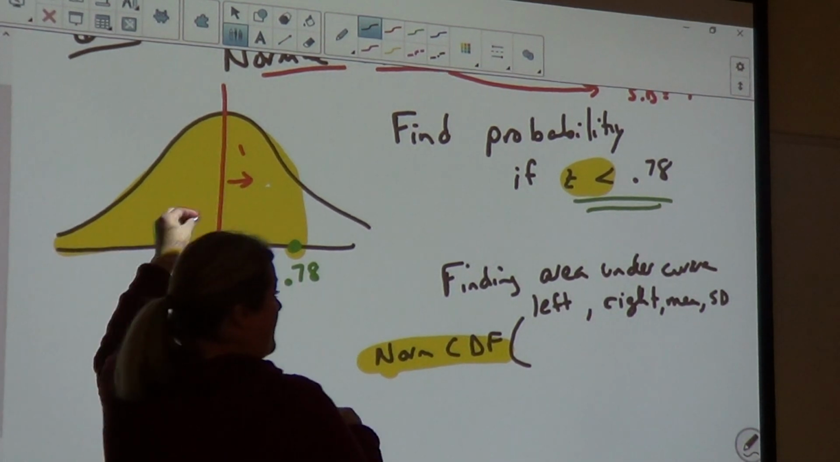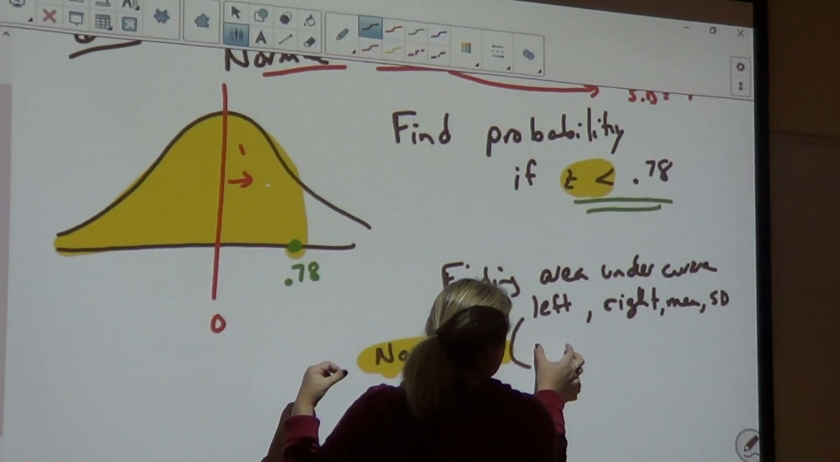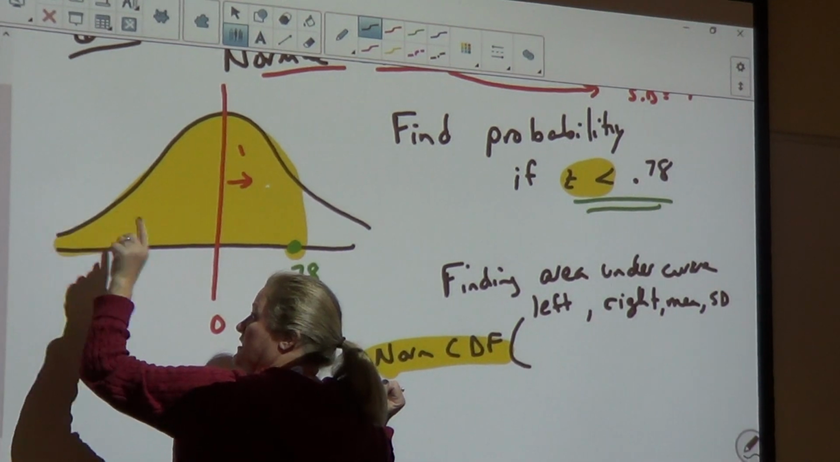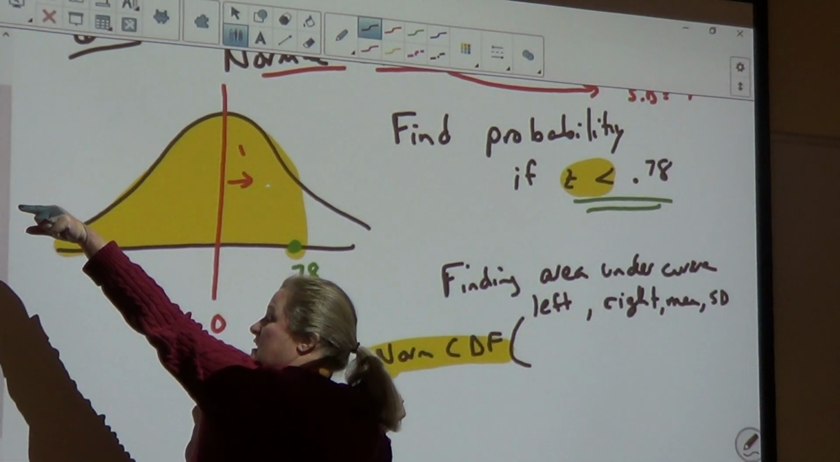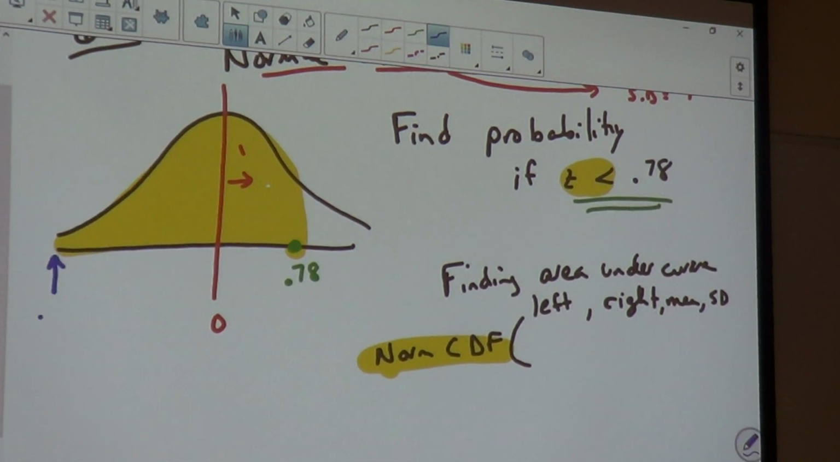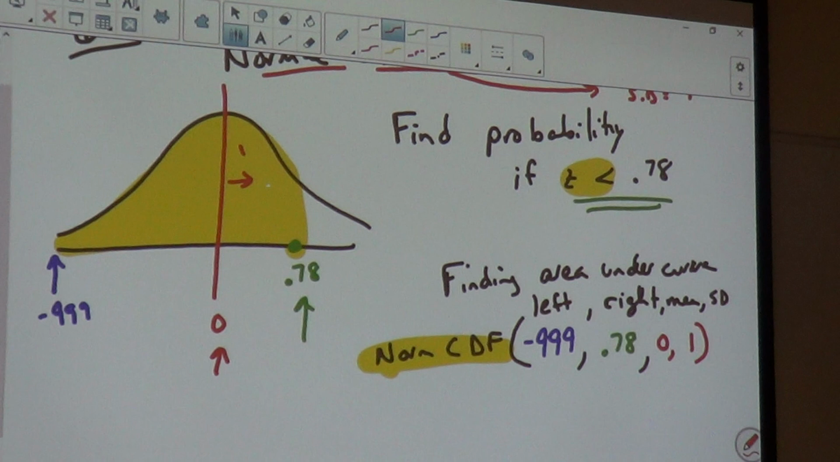So it's not going to be like what we're used to. You've got to know that the first thing you put in is what you shade on the left. So what do I shade on the left? It's in the negative direction, so that's negative 999. So my left number is going to be negative 999, comma. What do I shade on the right? 0.78. What is my mean? 0. And what is my standard deviation? 1. So when you type it in your calculator, that is the way you're going to have to type it when you're taking your test.